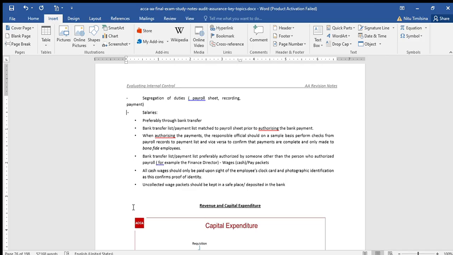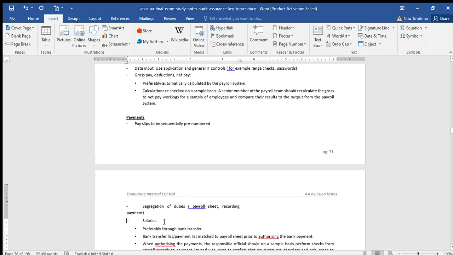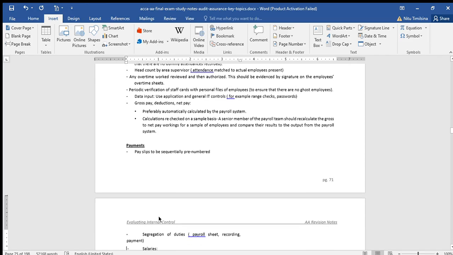So payslips should be sequentially numbered. Segregation of duties: payroll preparation should be done by a different party, recording by a different party, and payment by a different party. And for salaries, best practice is bank transfer. Payment list should be matched with payrolls.